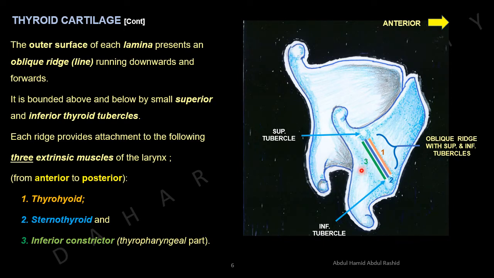From anterior to posterior, they are attached to the oblique ridge of the thyroid, which has a tubercle, one above, the superior tubercle, and one below, the inferior tubercle.